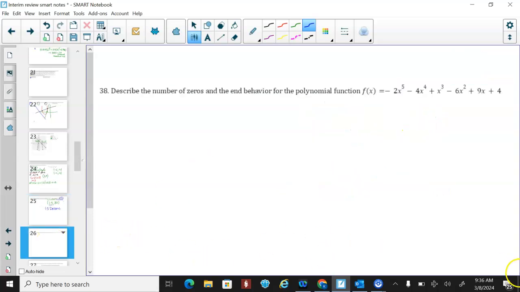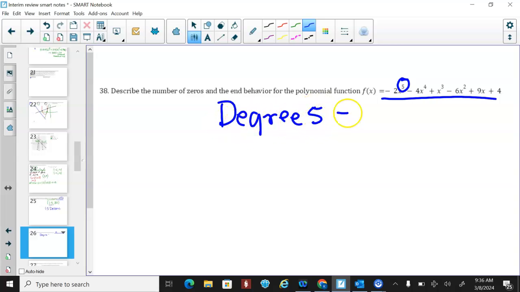All right, the next question, 38, describe number of zeros. So remember, the degree matches the zeros. So if this is in descending order in standard form, from the highest degree to the lowest degree, I am expecting, if I have a degree of 5, that means I have 5 zeros, okay?